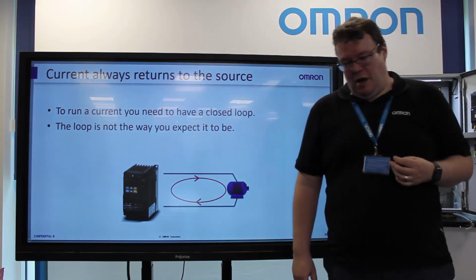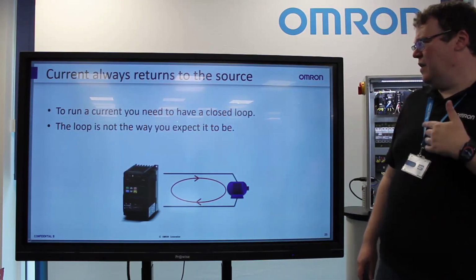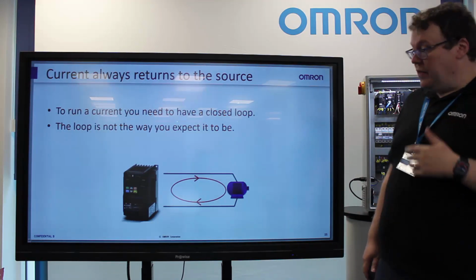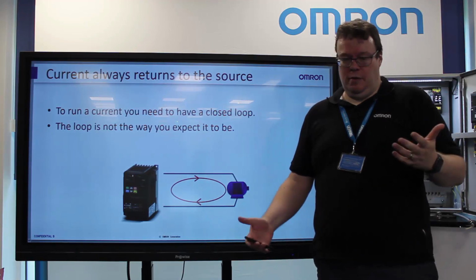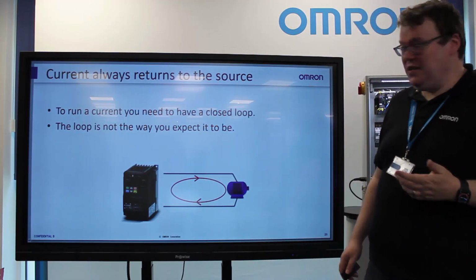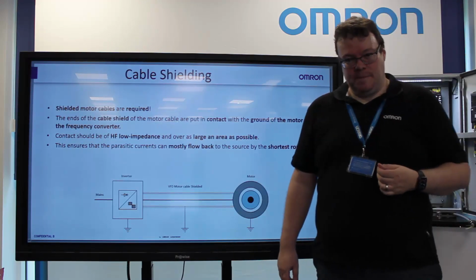Now, we need to get rid of these harmonics, and we all know from basic physics that in a circuit, to have a current, you need to have a closed loop. But for the high frequency harmonics, this loop might not be the way you hope it to be. It could go through a comm circuit, or perhaps a sensor cable. How we mitigate this is the use of proper cable shielding.